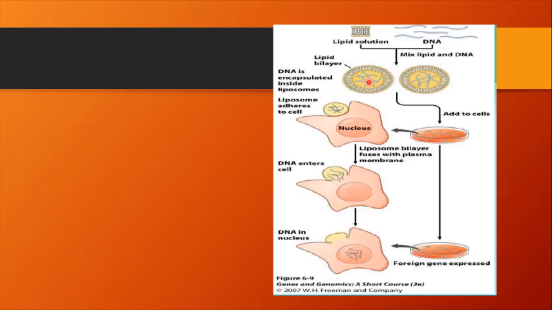In the center there is a hydrophilic condition, so their heads will be towards the center, and in the surrounding there is also a hydrophilic condition, so their heads will also be towards the surrounding. Due to this, they arrange themselves. This configuration is made by themselves, and then we add them to the cells. The liposomes adhere to the cell surface. Here we have the nucleus, and the liposome bilayer fuses with the plasma membrane and they get integrated. DNA enters the cell, and then DNA enters the nucleus. The foreign gene is then expressed in the cell. So this is the method of liposomes.